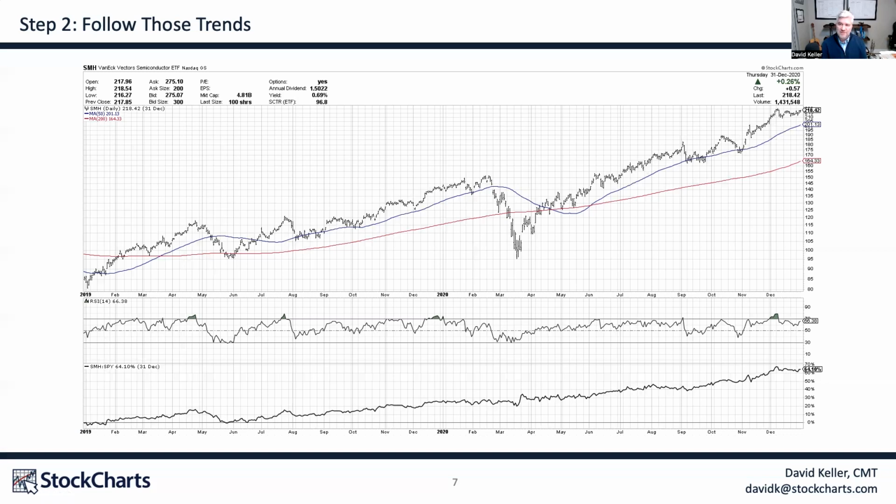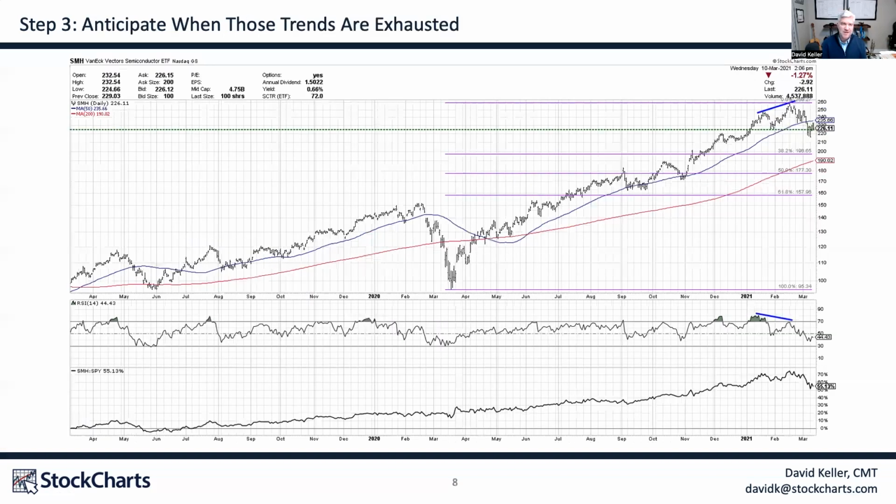So the goal is to continue to follow trends like that until the chart tells you the trend is no longer positive. And that's just going to get us to step three, which is to have a toolkit that helps you anticipate when those trends are exhausted. So once we identify trends, once we follow those trends, the third piece is to make sure we recognize when the trend is no longer up. So having some regular routine to review and reflect on how your positions are performing, and recognizing when some of the stocks or ETFs that you might be holding are no longer going higher. So let's look at what happened with the semiconductor ETF.